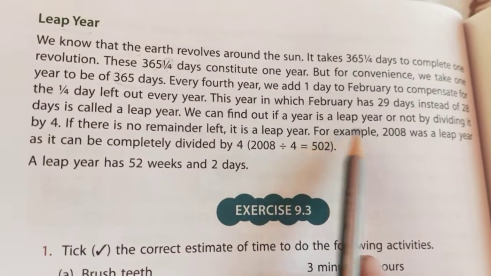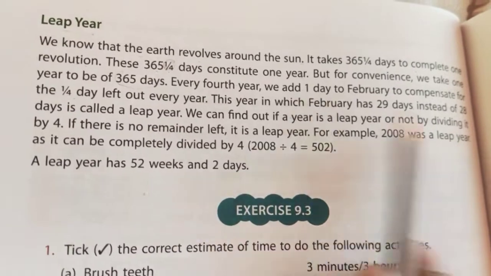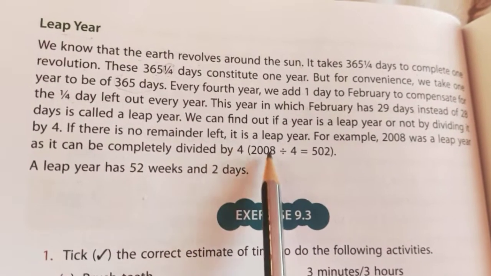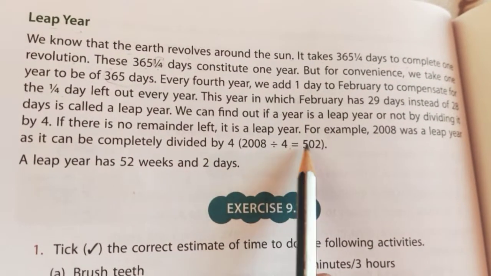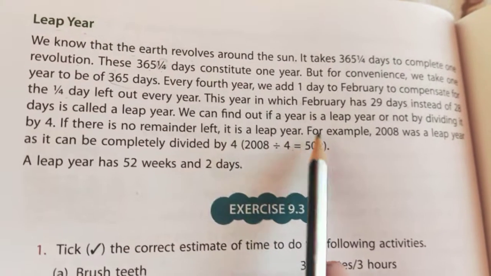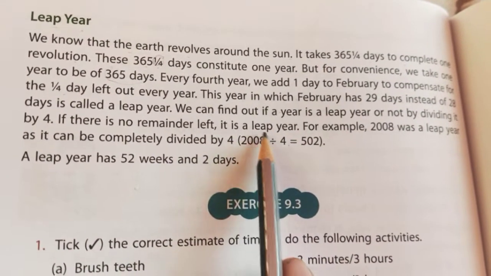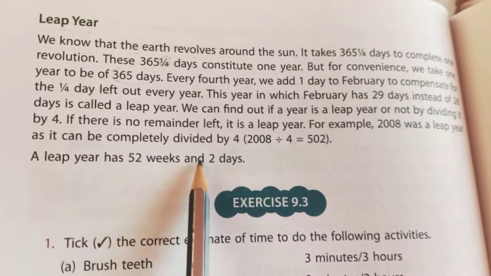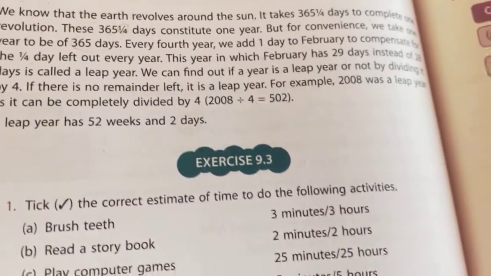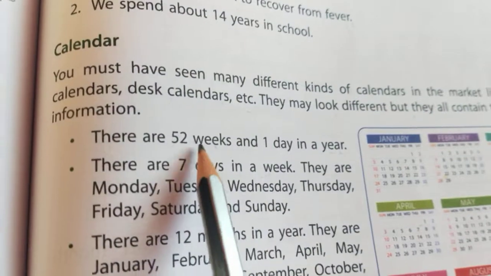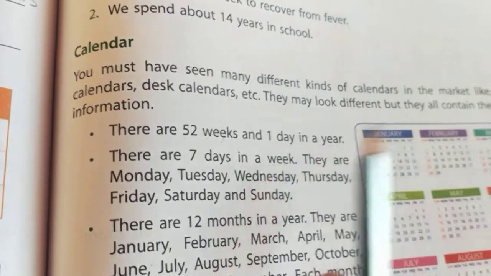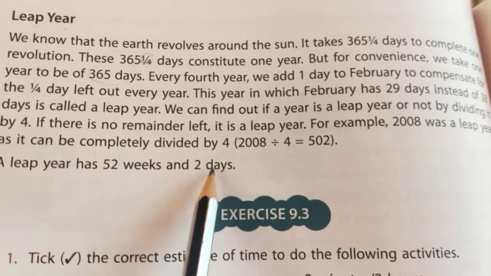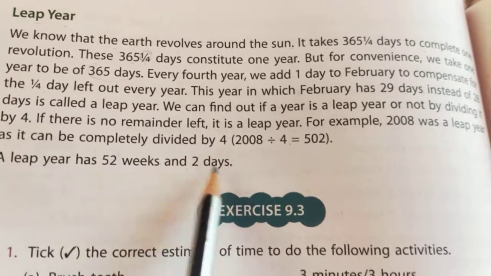For example, 2008 was a leap year as it can be completely divided by 4. If you divide 2008 by 4, you will get 502. You will not get any remainder. So the year 2008 was a leap year. A leap year has 52 weeks and 2 days. As we had learned earlier, every year has 52 weeks and 1 day, but in the case of a leap year, one more day is added to it. That will make 2 days.